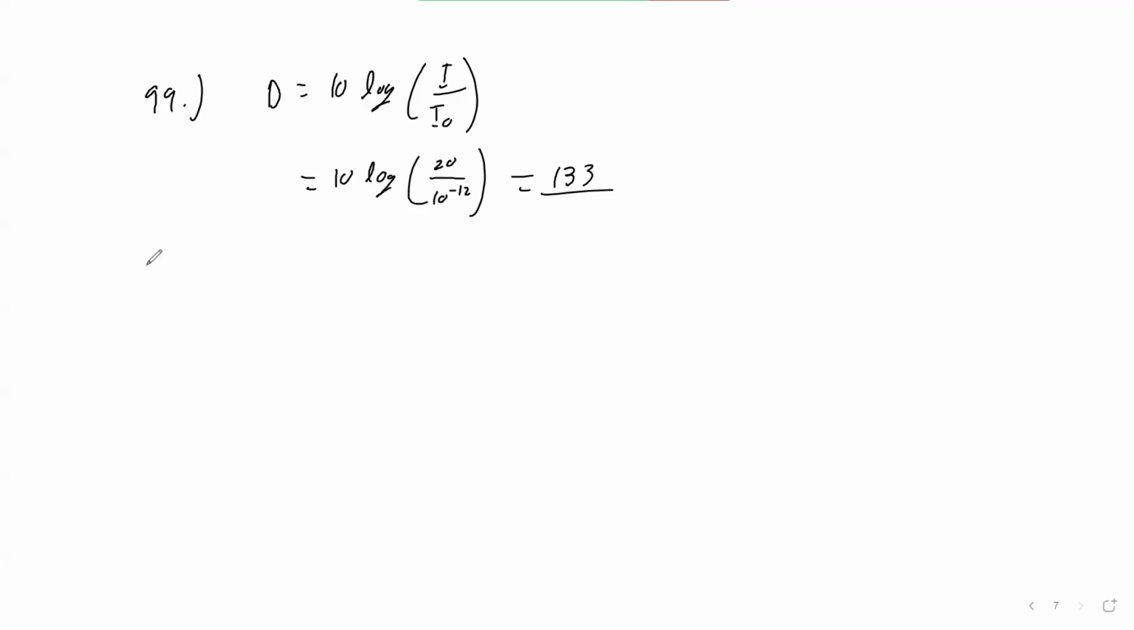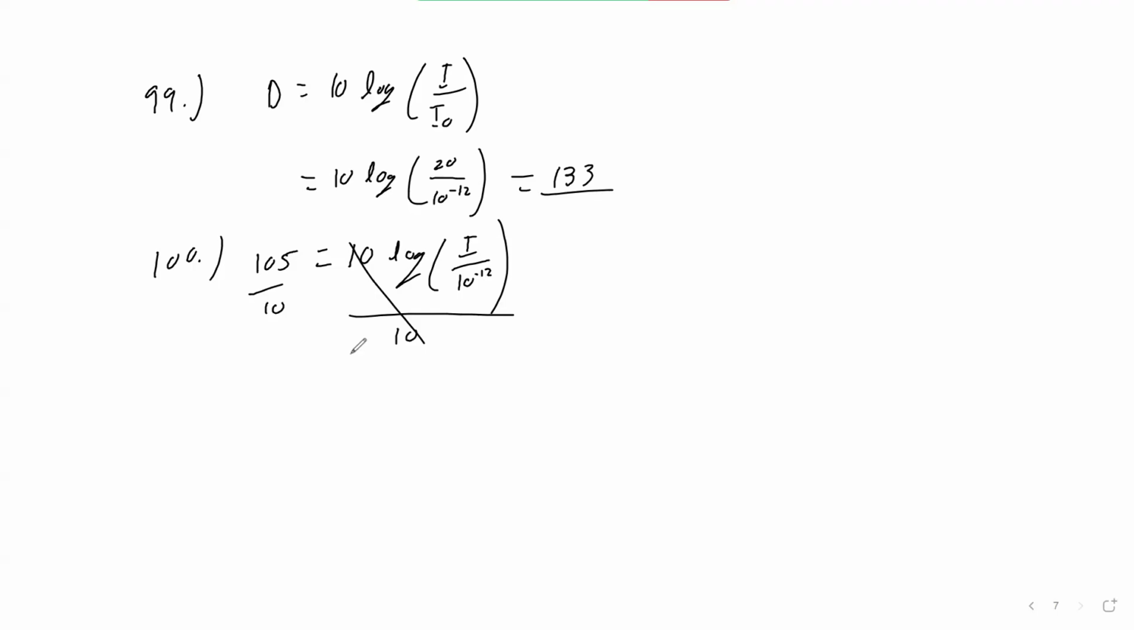All right, so the next one's pretty similar. A microphone picks up the sound of a thunderclap and measures its decibel level as 105. This time it gives me the D, and given that I0 is 10 to the negative 12, we just have to calculate the intensity. So this is log of I over 10 to the negative 12. You can go different directions here. I'm going to isolate the log so I can convert it into an exponential. So 105 divided by 10 is 10.5.